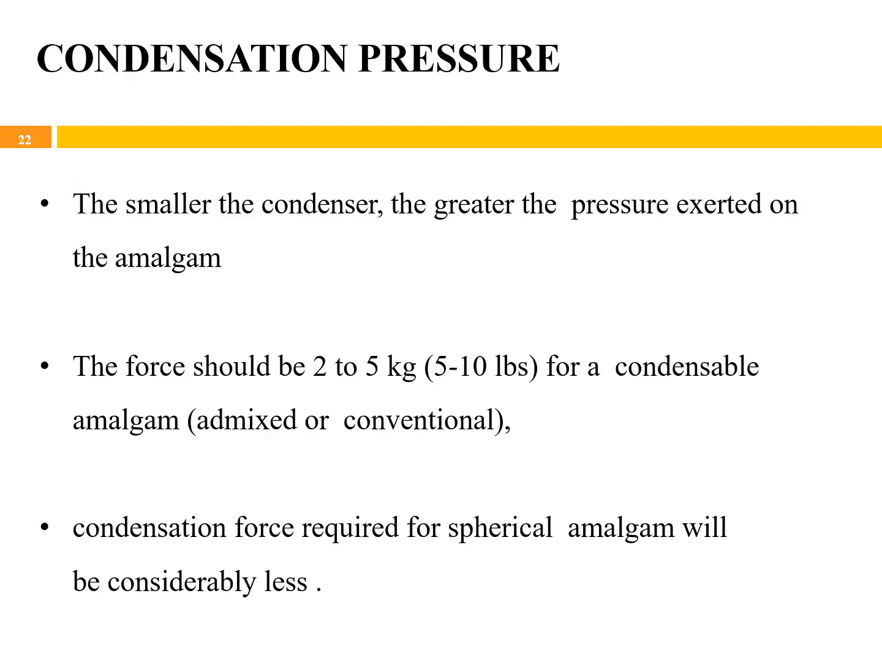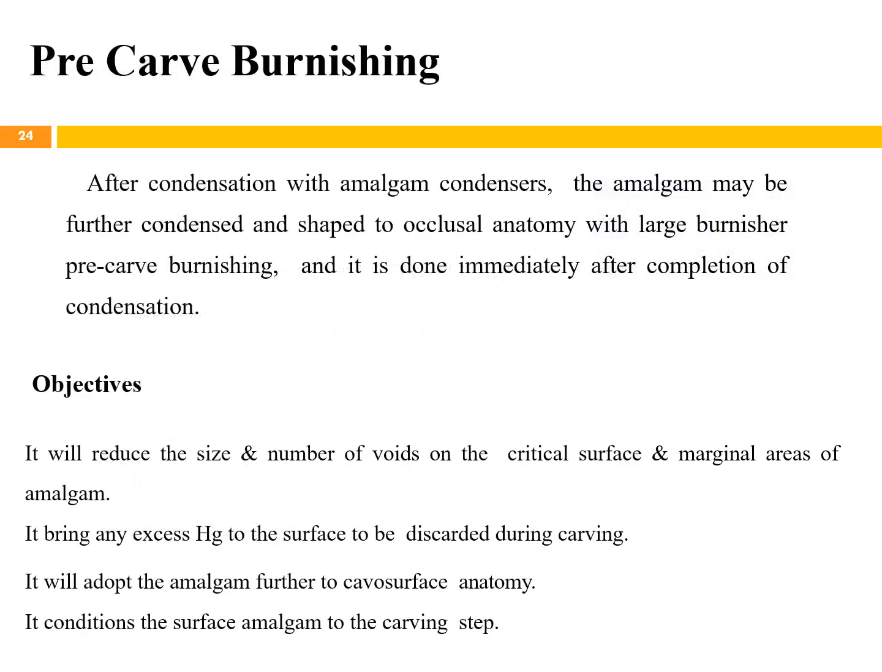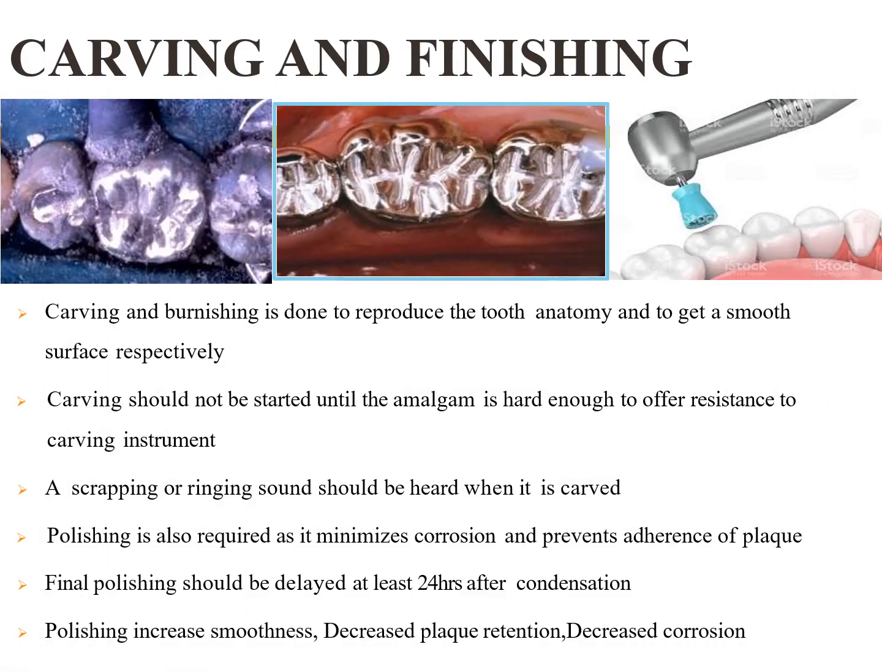Condensation pressure should be 2 to 5 kg, 5 to 10 lbs, for condensing amalgam. Pre-carve burnishing removes excess mercury and improves margin adaptation. Post-carve burnishing improves smoothness. Pre-carve burnishing will reduce the size and number of voids on critical surface and marginal areas of the amalgam, and bring any excess mercury to the surface. Carving and finishing should be done with scraping or rounding of surfaces. Final polishing should be delayed at least 24 hours after the condensation. It increases smoothness and decreases plaque retention.